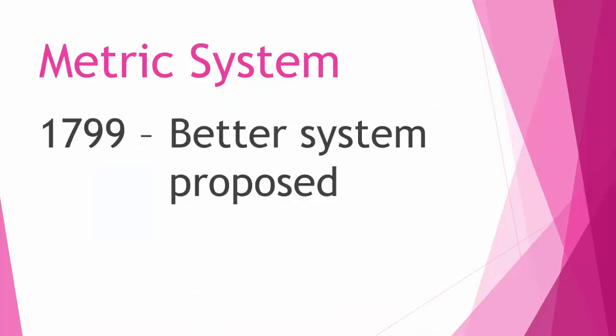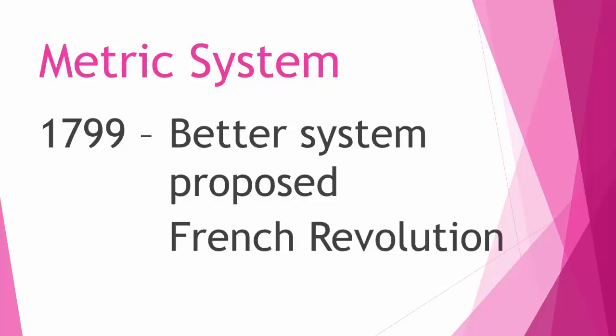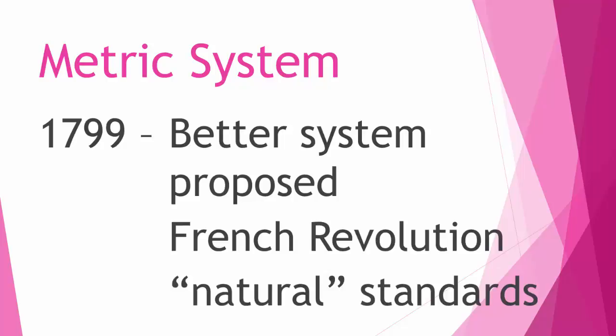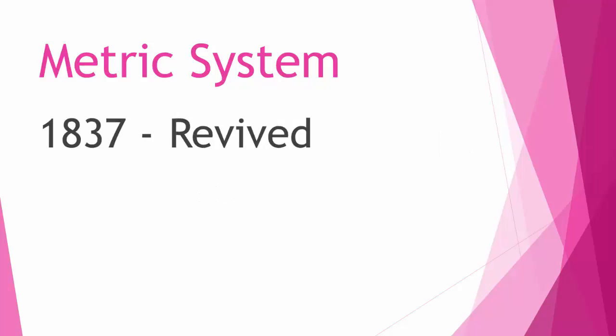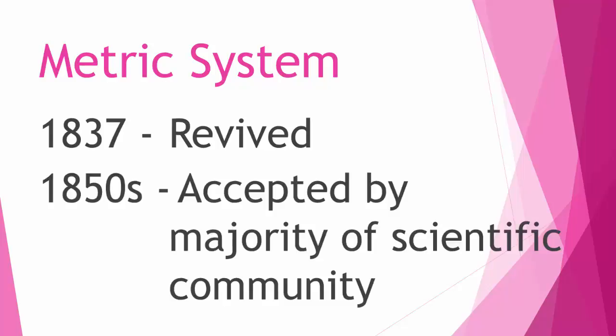In 1799, a better system was proposed, and this was actually an outcropping of the French Revolution, and they used natural standards. They looked at things they could measure in nature and used those as the basis. But nobody likes change, and by 1812, we were back to the previous system. However, in 1837, in France, there was a move to revive the metric system, and by the 1850s, it was accepted by the majority of the scientific community because it was very consistent and easy to work with.